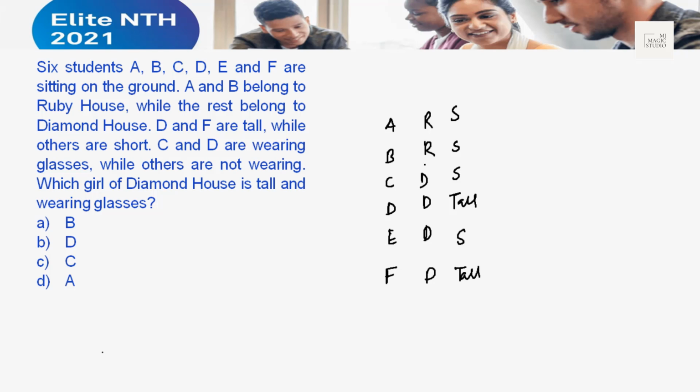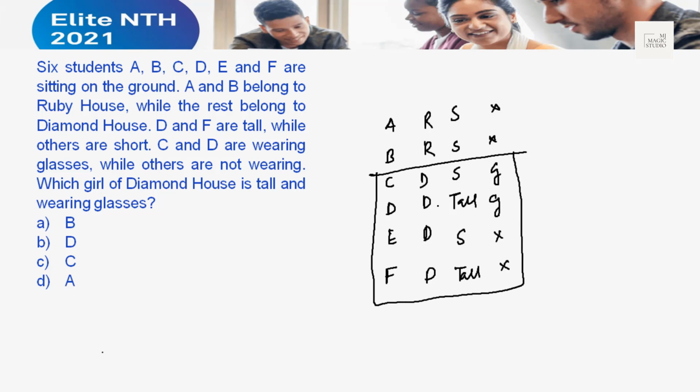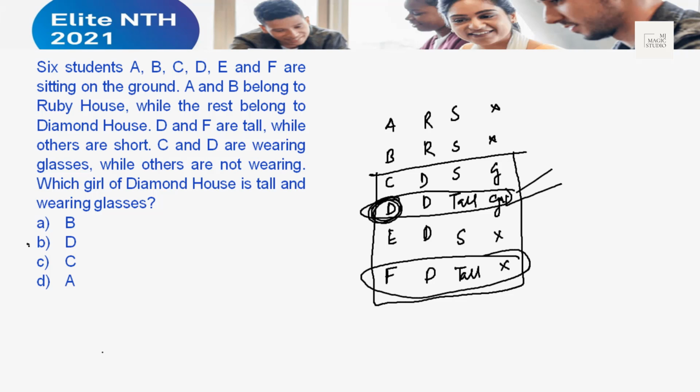C and D are wearing glasses. C wears glasses and D is also wearing glasses. Now, which girl of Diamond House, these four are from Diamond House, is tall, these two are tall, and wearing glasses? D is the girl we are looking for, option B.